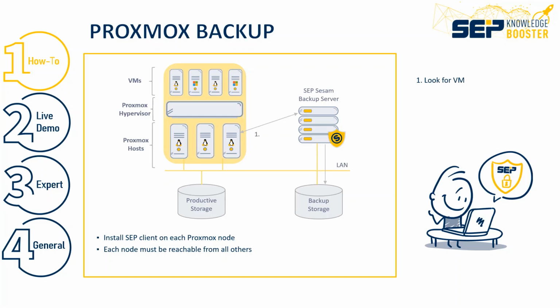As a first step, we look for the virtual machine on which host it is running, on which node. Then we trigger the snapshot via the API, and then we extract the snapshot, we retrieve it from the productive storage and write it directly to the backup target, no matter if it's disk or tape backup or whatever you have in your environment. And in the end, as a last step, of course, we remove the snapshot and free the space on the productive storage.